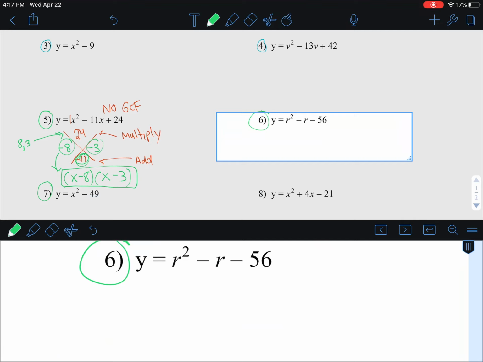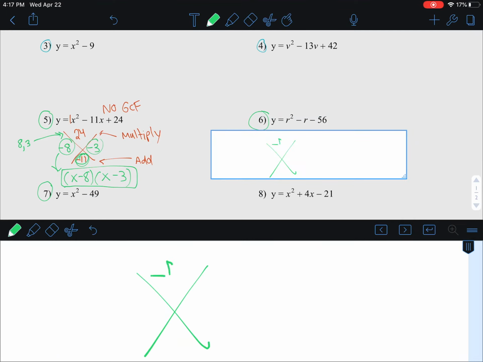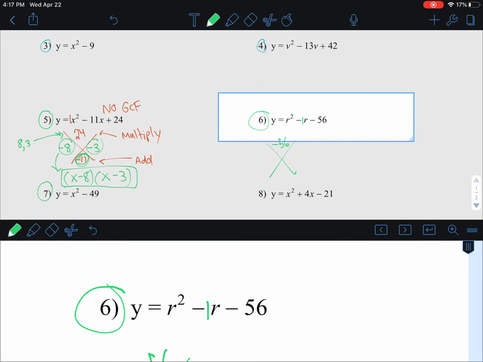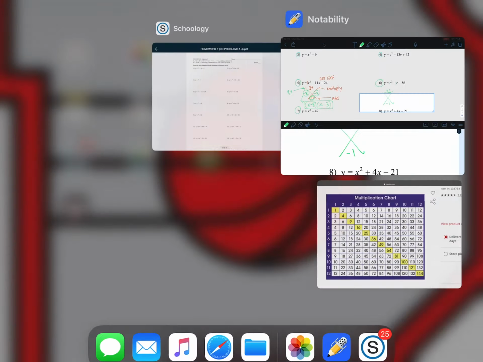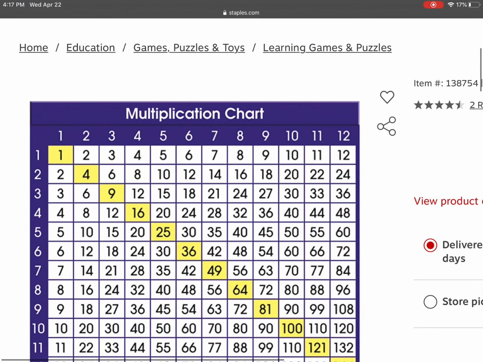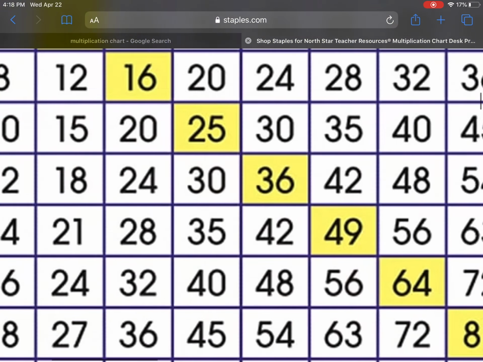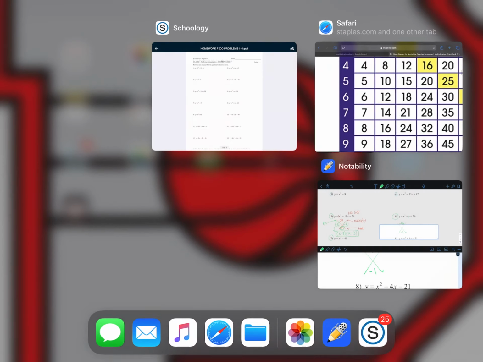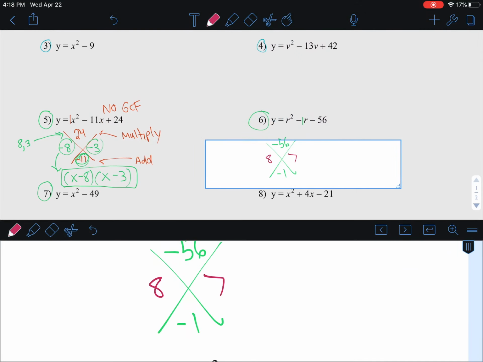All right, number 6. In this case, A times C is negative 56. My B, be careful, is not 0, it's negative 1. What are two numbers that multiply to 56? Again, if you need to look at the number chart, you can. I see 56 right there. So that would be 8 and 7. It might seem like it could work, because aren't they one away from each other? Oh yeah, they are. Which one will have to be negative?